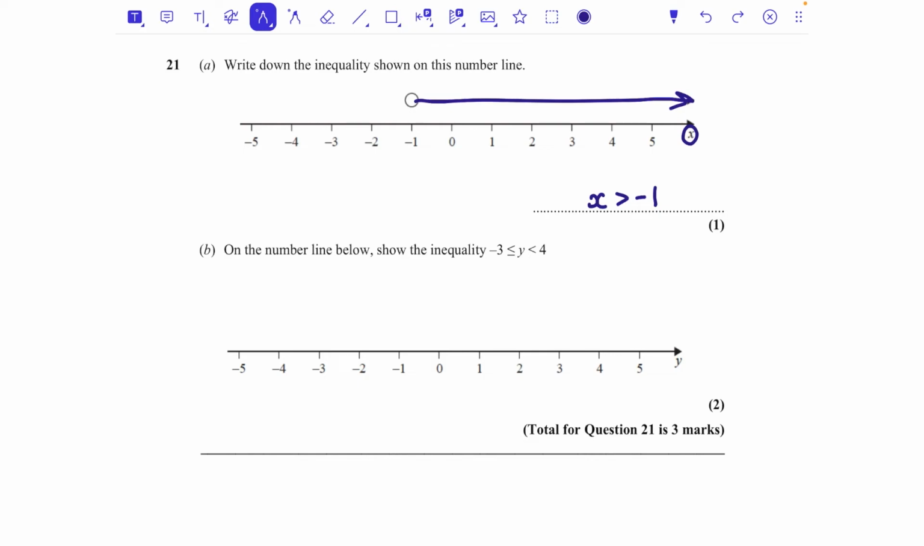Part B, on the number line below, show the inequality. Y is bigger than or equal to -3. So we need a circle above -3. And less than 4.